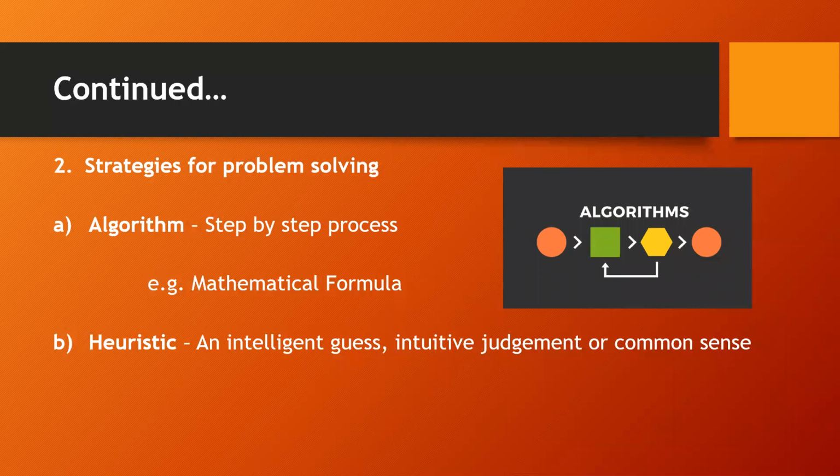Now, what is an algorithm? It is a step-by-step process, a well-defined set of instructions for carrying out a particular task. An algorithm is a step-by-step procedure that will always produce a correct answer. You will always arrive at the correct answer, although the process can sometimes be inefficient and unsophisticated. A mathematical formula is a good example.